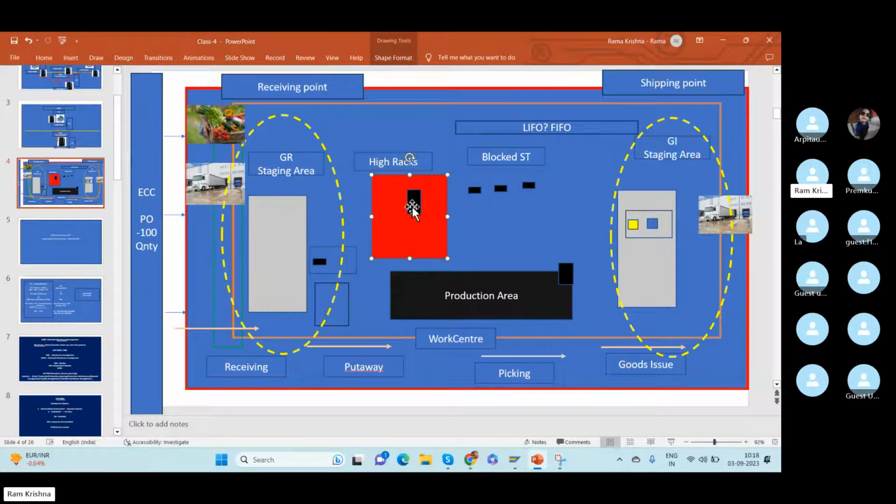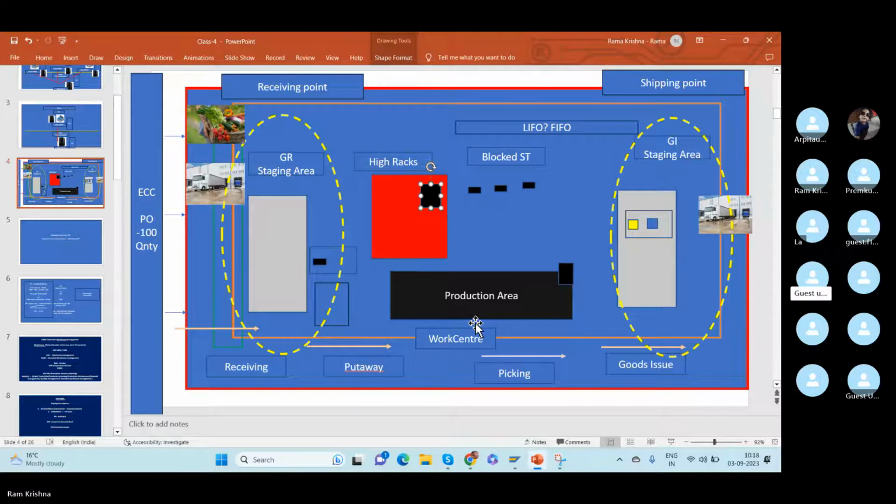Now tell me, guys, this product is damaged. What actions can I take so that I cannot use this product for production? Otherwise the system will automatically use it for production, right, if I don't take some action. Now I need to do something so that the product does not go to the production area. What can I do, guys?